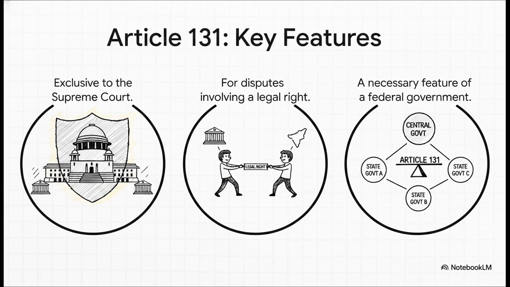The magic number here is Article 131. And this power is exclusive, meaning only the Supreme Court can handle these specific cases. So what kind of cases are we talking about? We're talking about major disputes between governments, say the center versus a state. It's an absolutely essential feature for a federal system, like India's, because you need a neutral place to settle arguments between these powerful government players.